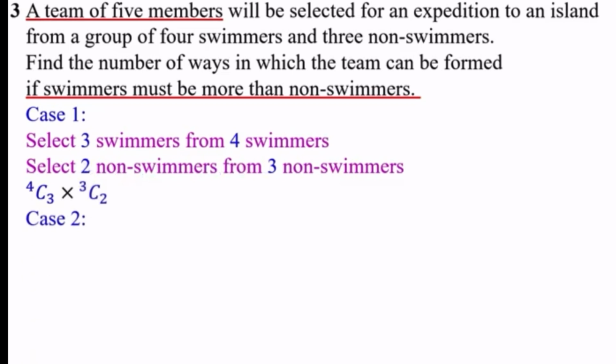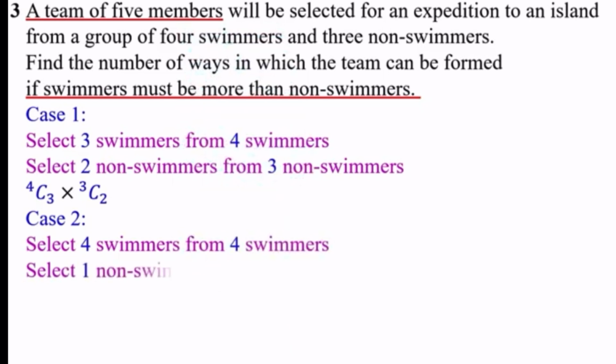We have 3 swimmers, which is more than 2 non-swimmers. For case 2, we select 4 swimmers from all the 4 swimmers, right? So we have all the swimmers. 4 swimmers, we choose all of them. So it will be 4C4, all right?